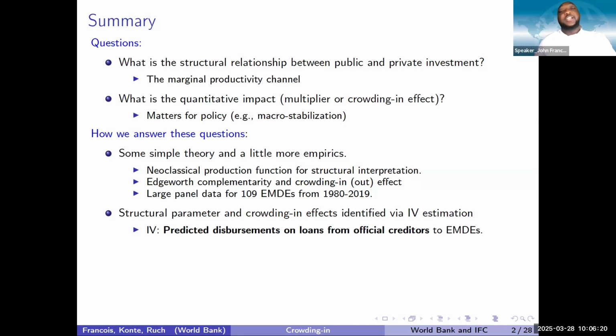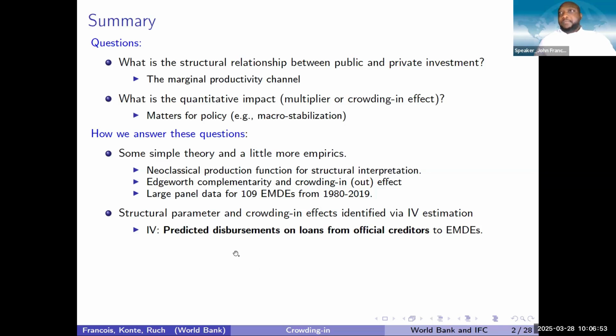We use a large panel of 109 emerging markets and developing countries from 1980 to 2019. As you can tell, we exclude 2020 because of the COVID crisis, which extended for a little while. But more importantly, the start date was also limited by the GDP data source that we use, the World Economic Outlook, which starts its data from 1980.